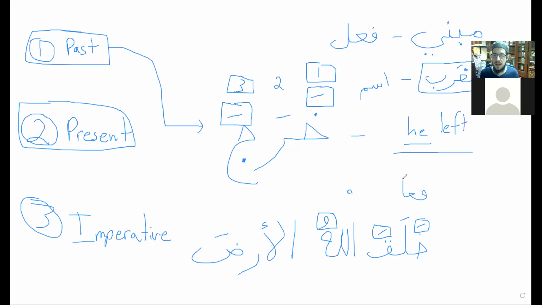We have fi'l. What are the three parts of a jumla fi'liya? Fi'l, fa'il, maf'ul. We could translate it as verb, doer of the verb, and object of the verb. Notice the ending here on Allah is a dhamma. Yes. The fa'il is marfu'.